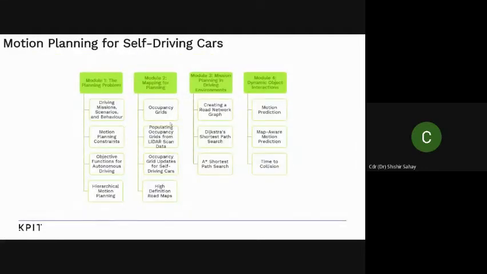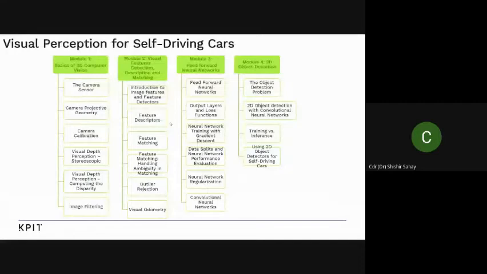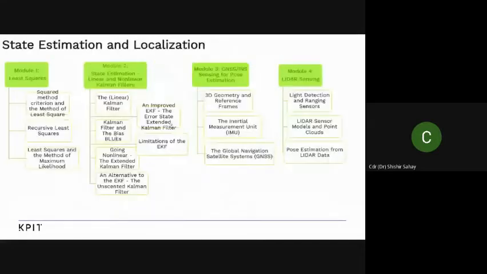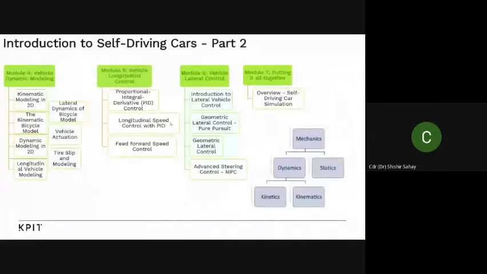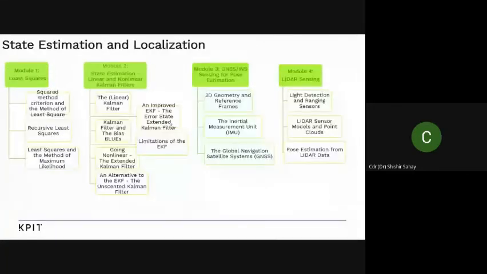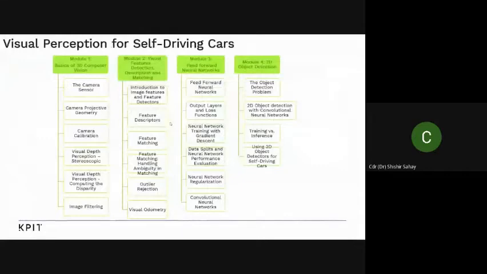Remember, we talked about motion planning. We talked about data fusion. I know I went very fast. We talked about perception. I'm going back again. And we talked about localization, state estimation and localization. So everything over here is covered. I've gone back, going again. Your sensors which are there, visual perception, and motion planning.